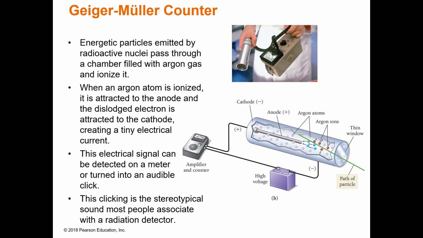Another way to detect radiation is using a Geiger counter. You've probably seen it in movies. It's the thing that clicks faster and faster as you get closer to something radioactive. Here's how it works. It has a chamber filled with argon gas.